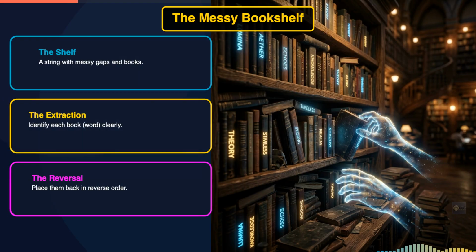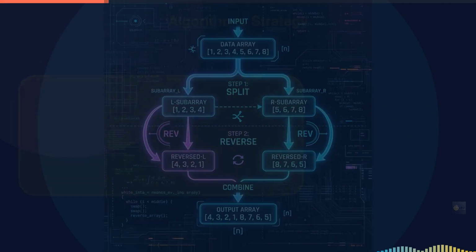Imagine you have a shelf with books scattered all over, big dusty gaps between them. Your job? First, pull out each book individually, ignoring all the empty spaces. Then, place them back on the shelf, but in the opposite order, with exactly one finger width of space between each book. That is exactly what we are doing with our string.